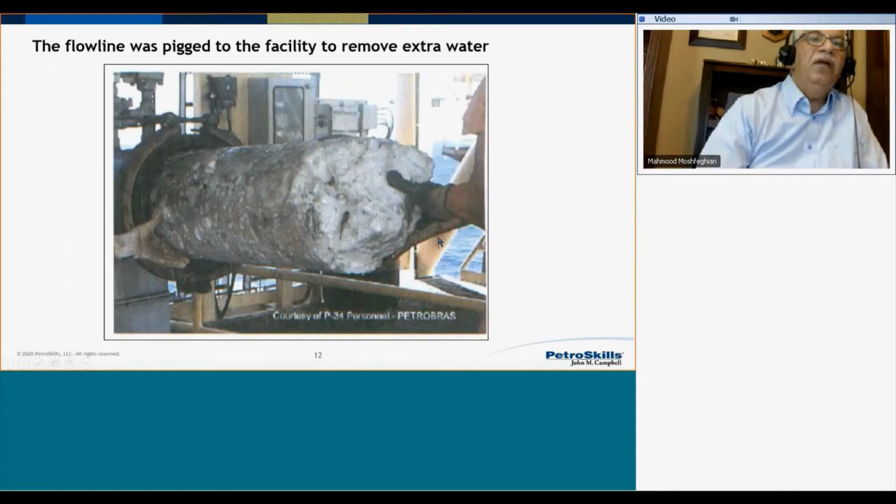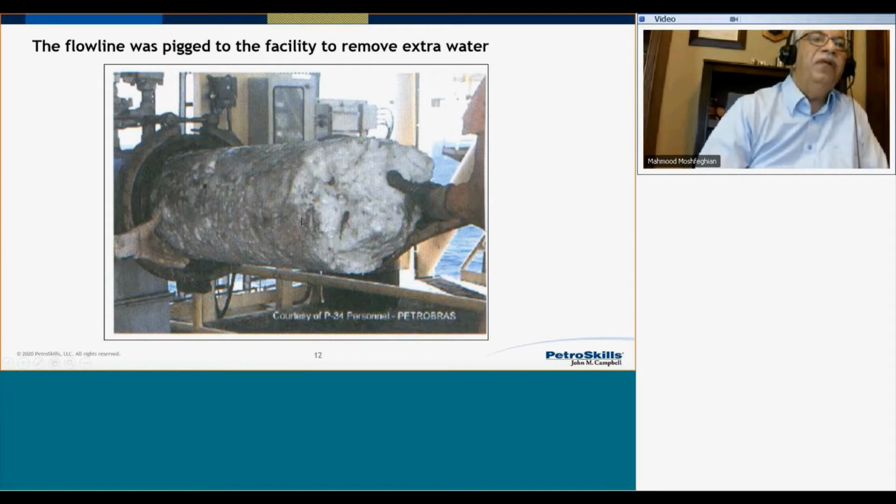This is a hydrate plug from a pipeline from Petrobras in Brazil. After they constructed the pipeline, they tested it with water, and they drained the water, but they didn't dry it well. So when they started production, hydrates started forming. They could hear knocking in the pipeline, so they assumed they had hydrate. They ran a pig, and a big chunk of hydrate came out.